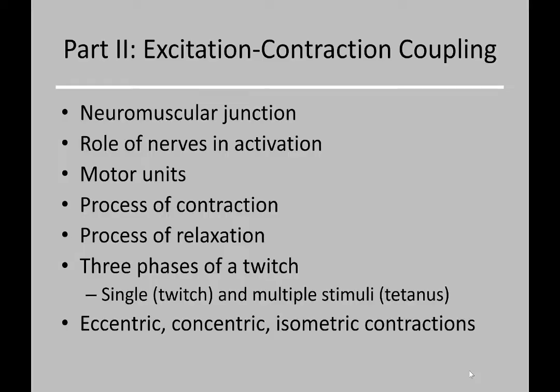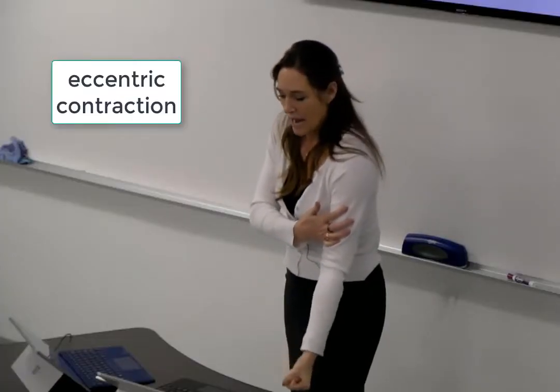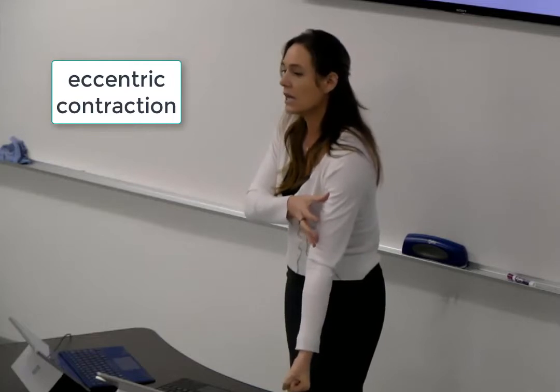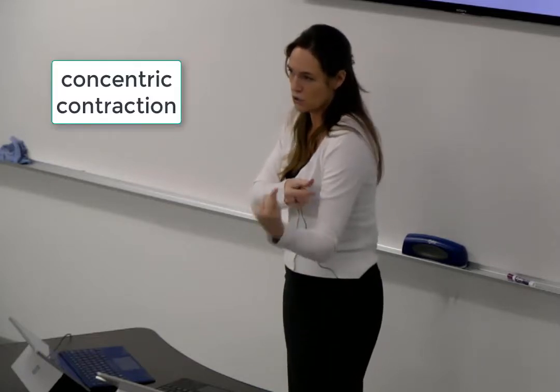The last part of this section is the types of contraction. We have the isotonic phases. Eccentric is if you have a barbell and you are slowly letting it go down, and so your muscle is elongating. That's eccentric. Concentric is bringing it up and your muscle is shortening.